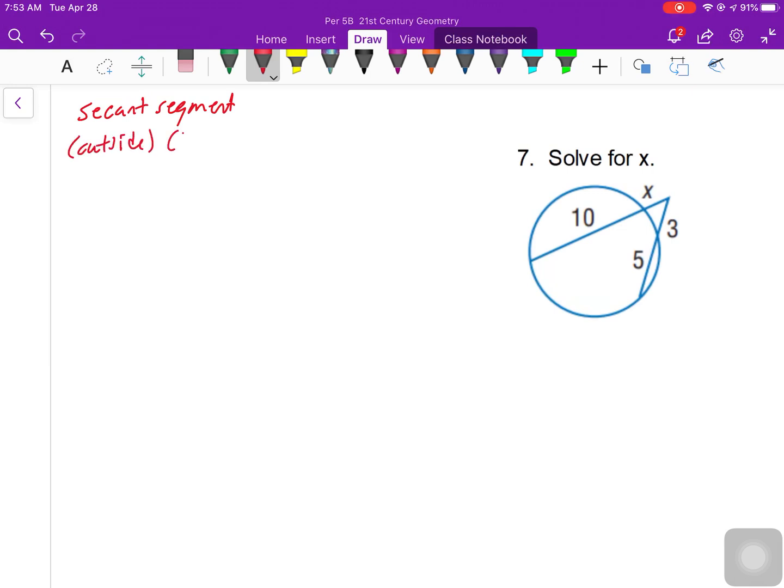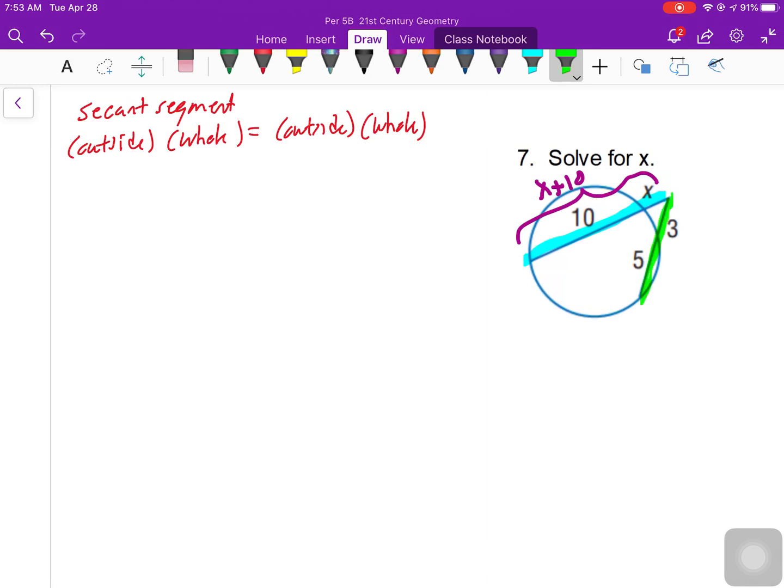Since they're secant segments, we're going to take outside times whole length equals outside times whole length. And as I've said multiple times, I think it's helpful for us to label the whole length. So the whole length on this one is going to be x plus 10. The whole length on this one, the green one, is going to be 5 plus 3, which is 8.